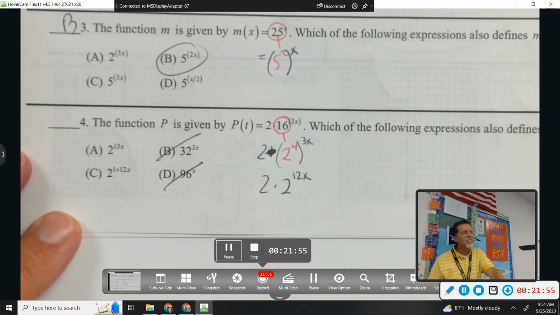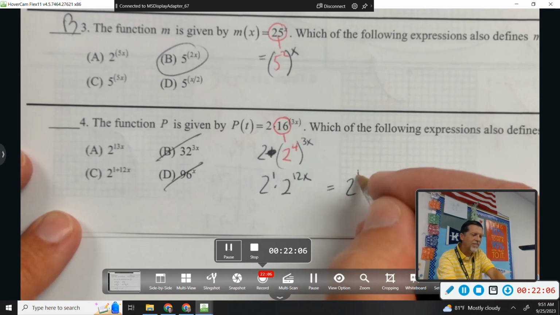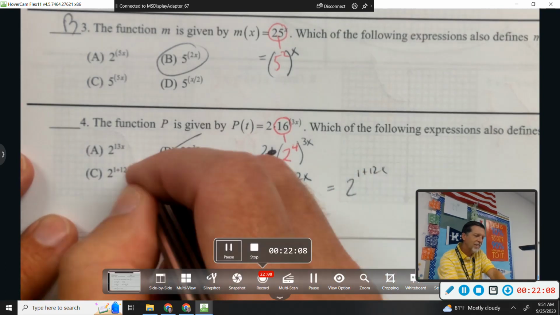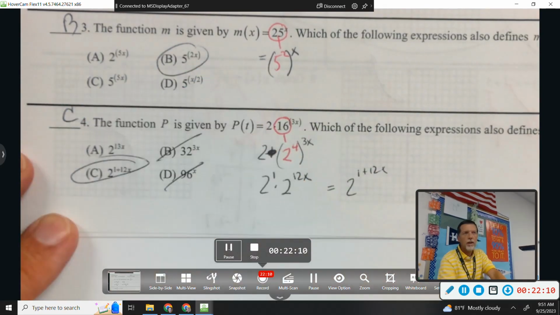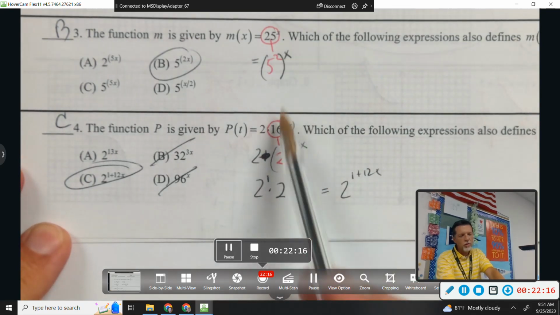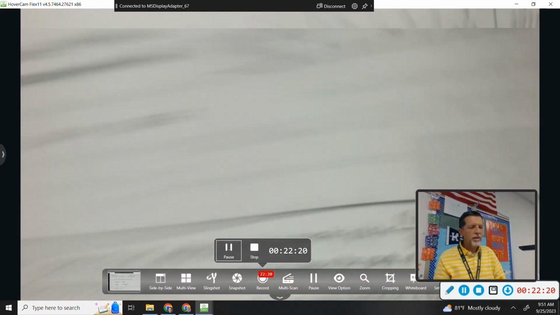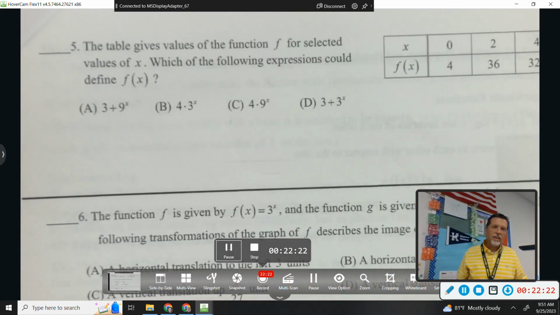Is it A or C? Because it's 2 to the 1 times 2 to the 12, so you just add. And so what do you get when you add 1 and 12x? You get 1 plus 12x. So it's C. So the first trick on these is doing a substitution on the base, and then it's just some algebra, gymnastic-y kind of things.